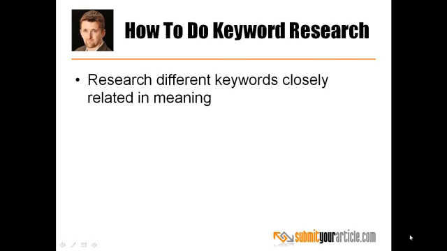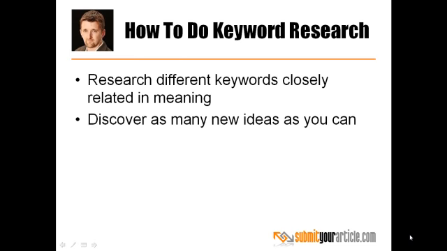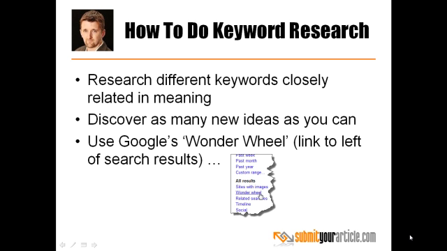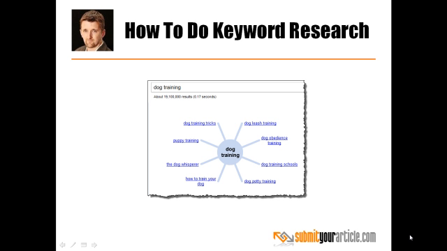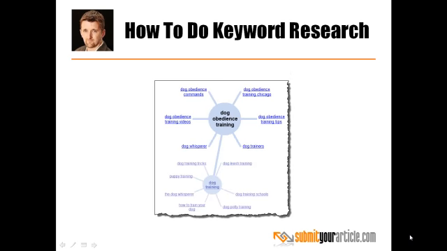In doing your research, you'll want to research different keywords closely related in meaning, as well as discover as many new ideas as you can. A great way to do this is to use Google's Wonder Wheel technology. To access that, look for the link on the left-hand side of Google's results pages. For the dog training example, you would get results like this, and you can then click through on any of the results shown there to go deeper. For example, clicking on dog obedience training brings back something like this, and you can then continue clicking on different options, of course, and it's a great way to get new ideas for keywords that you perhaps haven't thought of.